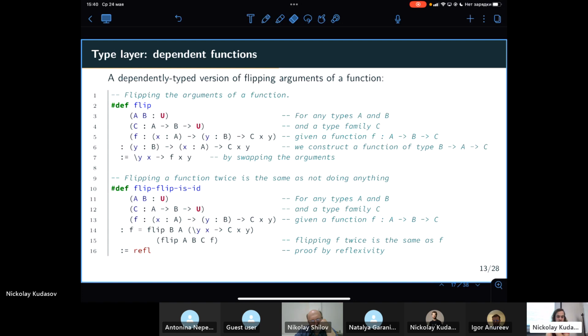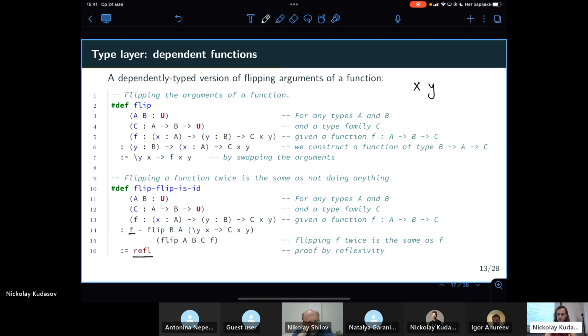And then flip ID is a proof that if we take a function f and apply flip twice to it, then we get back the same function f as before. And again, the actual proof here is the proof by reflexivity. The way this works is it sees the right-hand side. Reflexivity, of course, only works if both sides of the equality that we're trying to prove are the same thing.